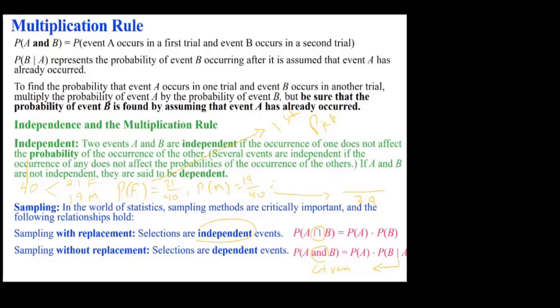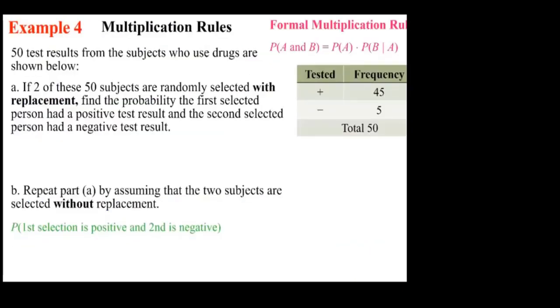Let's look at an example. 50 test results from the subjects who used drugs are shown below. A. If 2 of these 50 subjects are randomly selected with replacement, find the probability the first selected person has a positive test result and the second selected person has a negative test result. This is with replacement. The first selection is positive and the second selection is negative. So we really use the basic formula of independency as follows. Probability of A intersection B is the probability of A times the probability of B.